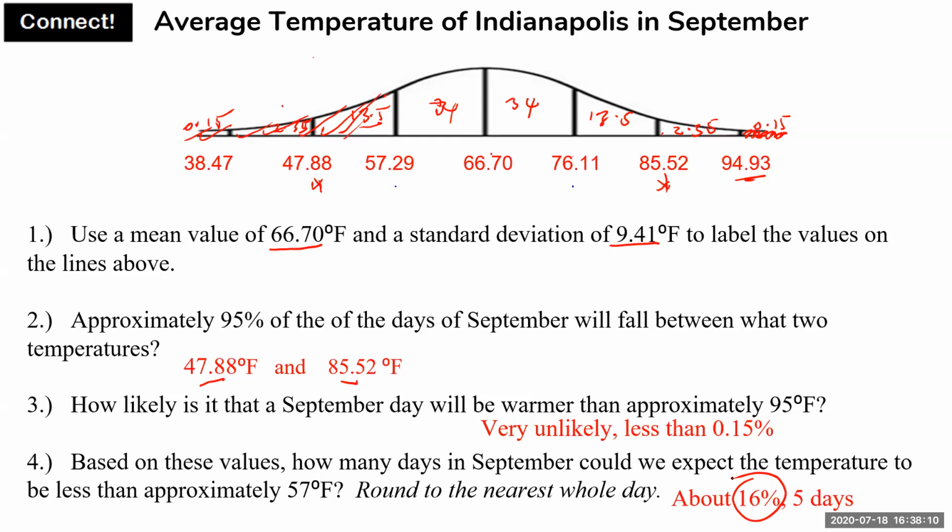So you do 16% of the 30 days in September, and that gives you 4.8. That's approximately 5 days in September. Is that okay? So this is really cool. That is so fun. Can we go to the next example?